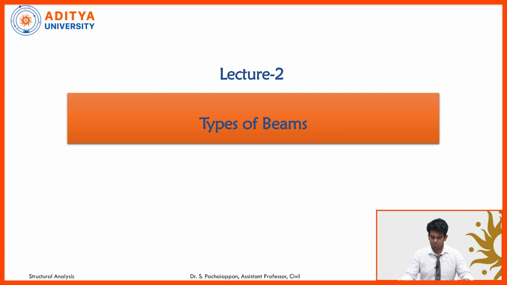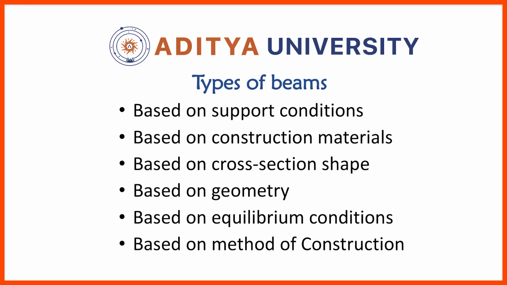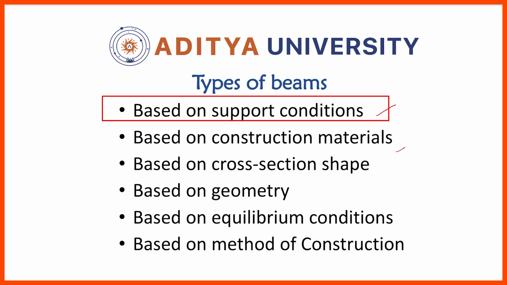frames subjected to loading. So, coming to the different types of beams, beams are categorized based on different things. One is based on support condition, and then based on the construction materials, based on the cross section shape, based on the geometry, based on equilibrium condition, and also the method of construction. But in this we are going to mostly discuss the beams based on various support conditions. Anyhow, orally we will discuss all types of things.